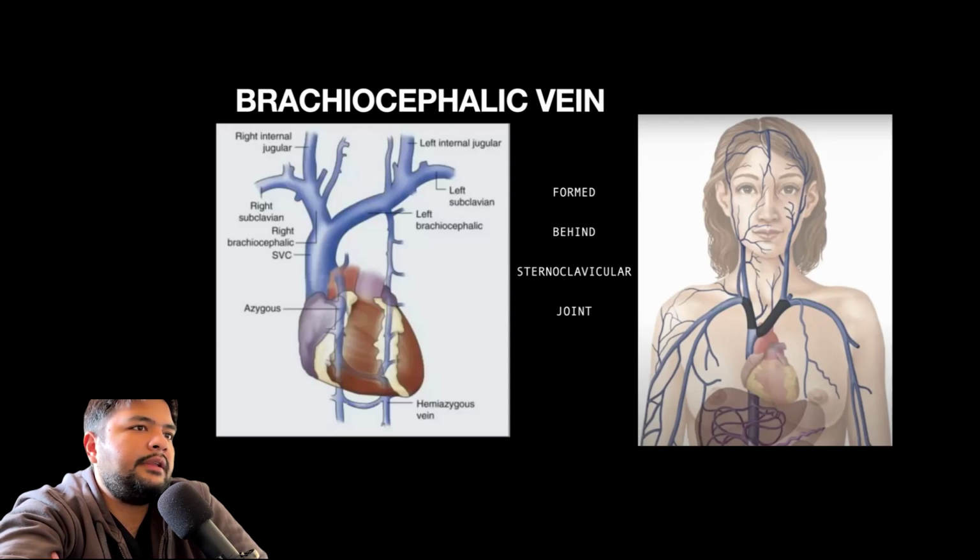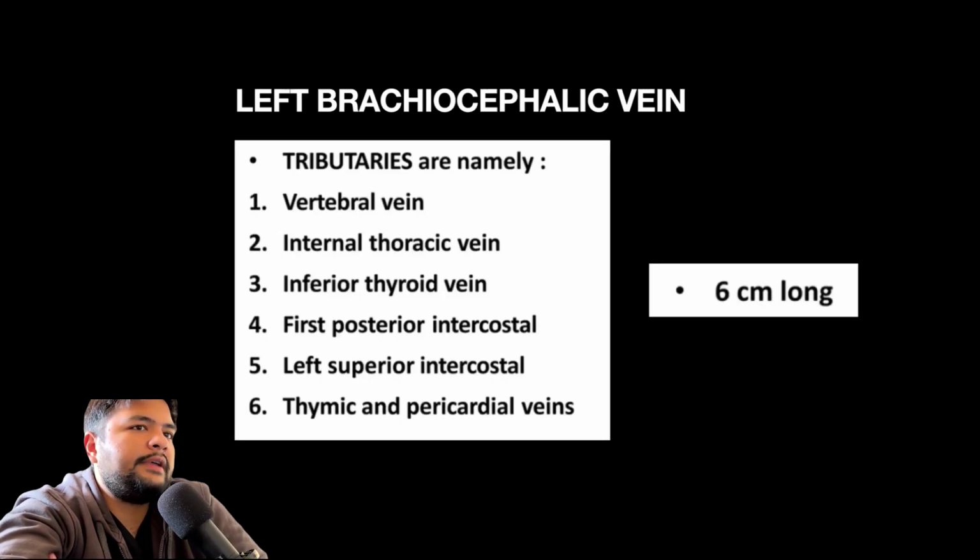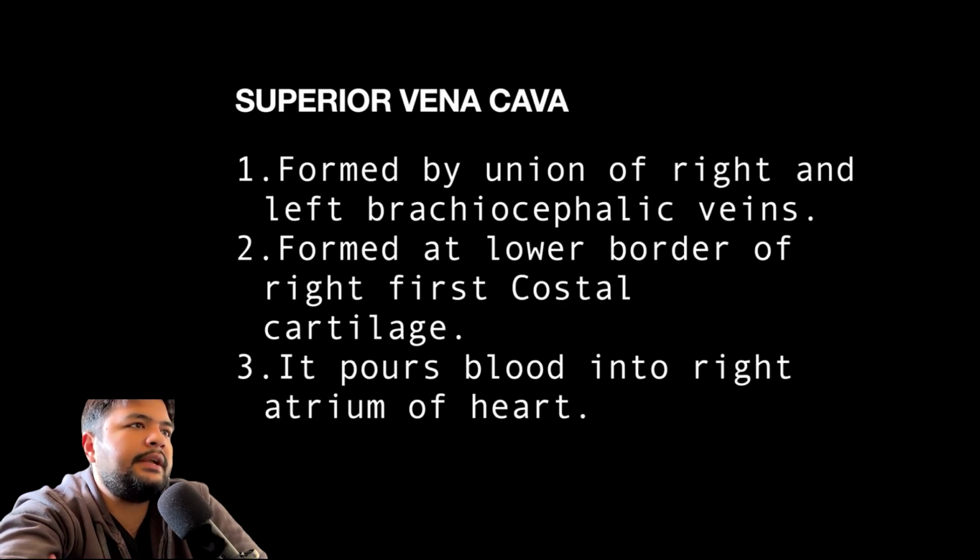Coming to the brachiocephalic vein, it is formed behind the sternoclavicular joint. Here we can see in this diagram. The right brachiocephalic vein runs vertically downwards. Tributaries are the vertebral vein, internal thoracic vein, inferior thyroid vein, and first posterior intercostal vein. It is 2.5 centimeters long. The left brachiocephalic vein has tributaries: the vertebral vein, internal thoracic vein, inferior thyroid vein, first posterior intercostal vein, left superior intercostal vein, and thymic and pericardial veins. It is 6 centimeters long.